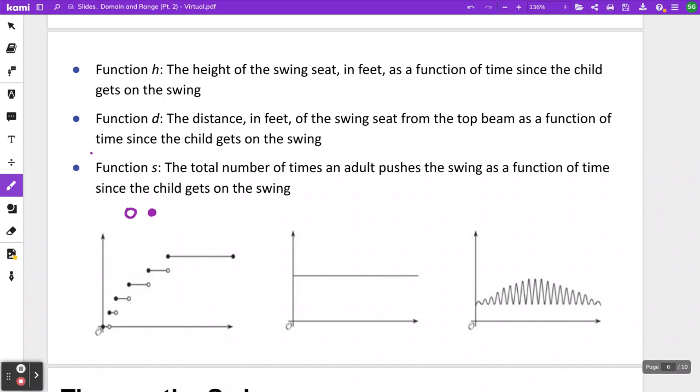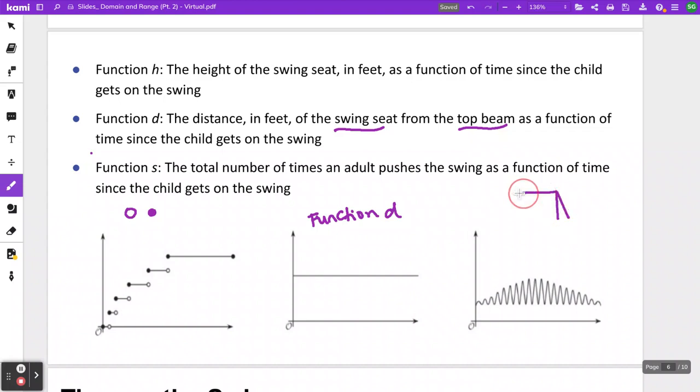Usually when I do this in person with students, this middle graph here is the easiest one to place because it's what we're most familiar with, right? It's that constant. And so thinking about the three things we are looking at, the height of the swing, the distance from the swing seat to the top beam, and the total number of times an adult's pushing the swing, only one of those things is constant, and that is going to be our function D here. I'm going to go ahead and label this as function D. When you think about the distance from the swing seat to the top beam, that is the same distance no matter where that swing is.